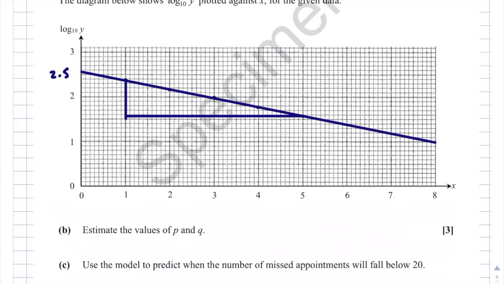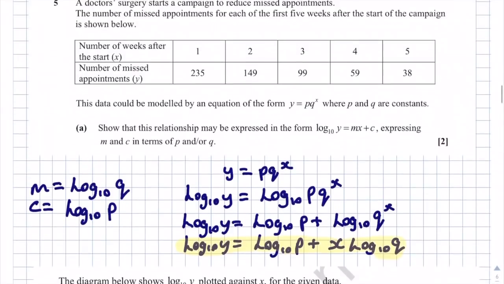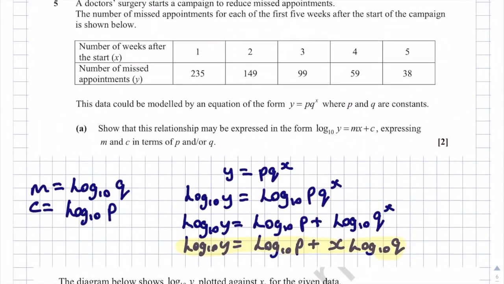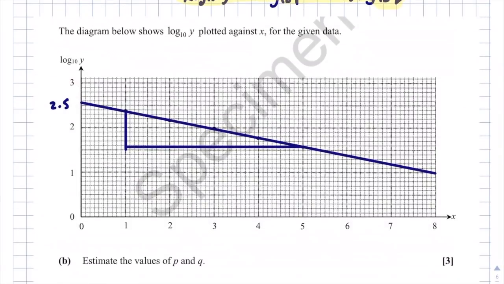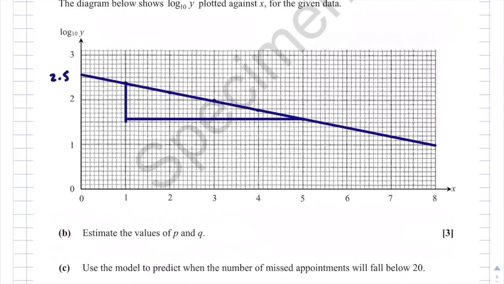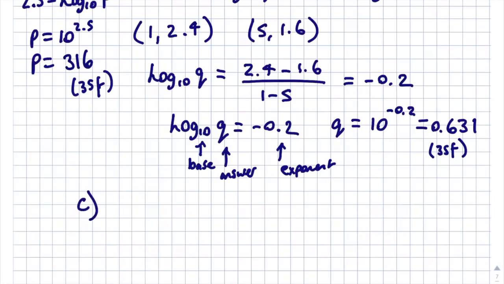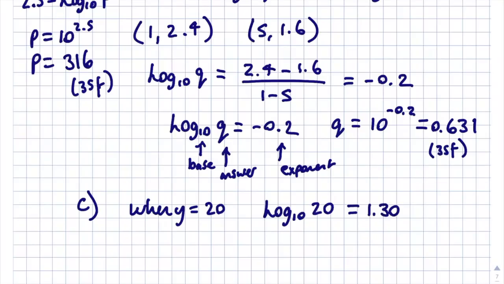Part C says use the model to predict when the number of missed appointments will fall below 20, and we also need to explain why this answer may not be reliable. If we look at this table, we know the number of missed appointments is the variable y. So we need to substitute 20 into log 10 y, where y equals 20. When y equals 20, we get log to the base 10 of 20. You can work that out on your calculator.